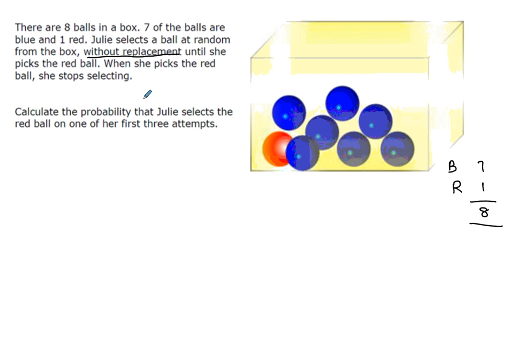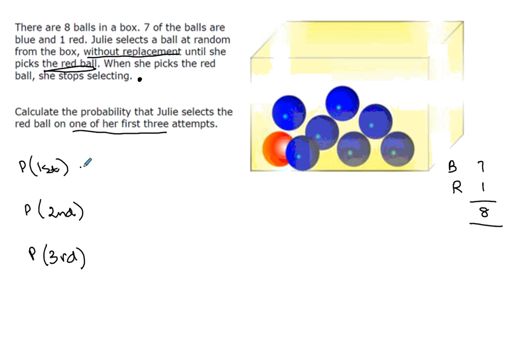So remember, it's going to be 1 less, 1 less, until she picks the red ball. When she picks the red ball, she stops selecting. Calculate the probability that Judy selects the red ball on one of her first 3 attempts. So when you're planning, you're thinking, okay, either I'm going to have picked the red the first time, or I'm going to pick the red ball at my second attempt, or I'm going to pick the red ball on my third attempt.